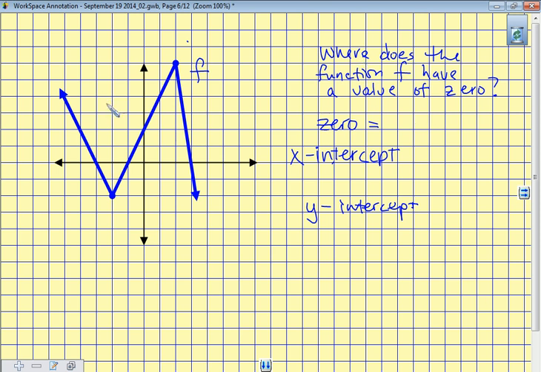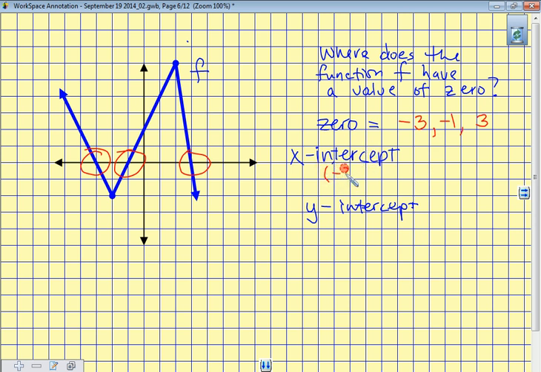Alright, so here's a picture of a graph. So we don't have to do it algebraically if we have a picture of the graph. Here's some crazy looking graph. Where does the function f, I labeled it function f, have a value of 0? So what are the zeros of this graph? Negative 3, negative 1, and 3. Beautiful. So the zeros are negative 3, negative 1, and 3.